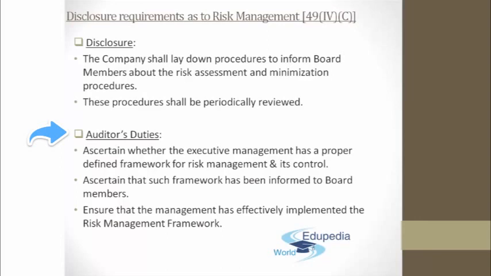You need to disclose all these things and you need to comply with all those kinds of responsibilities that you have as an auditor. You need to ascertain whether the executive management has a properly defined framework for risk management and its control or not. You need to ascertain that such framework has been informed to the board members, and you need to ensure that the management has effectively implemented the risk management framework within its premises or not. I hope you guys got complete clarity with respect to these disclosure requirements as well.